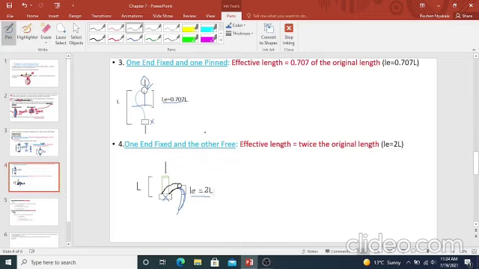Now let's look at those formulas, the formula of Euler and the formula of Rankine, so as to see where we are applying this LE.